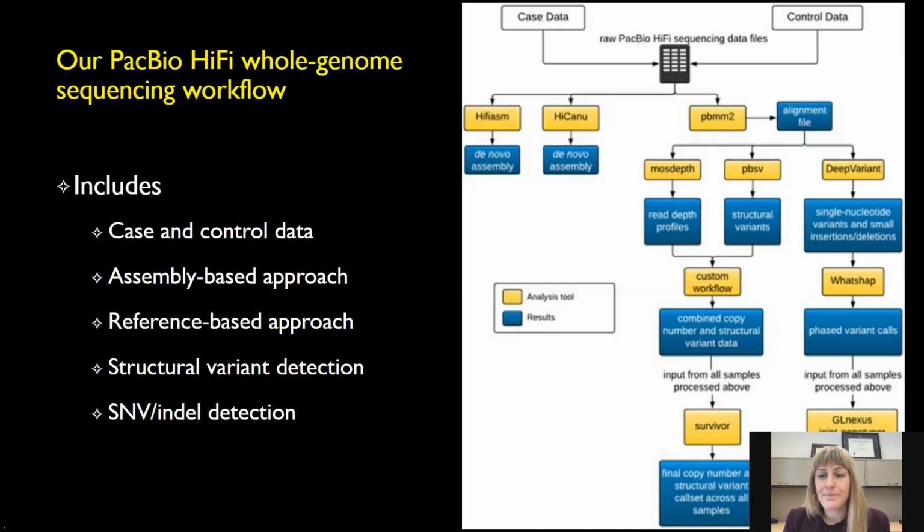of all samples. On the far right, you'll see what we use for single nucleotide variants and small insertions and deletions. So we first call these with DeepVariant. We then phase them with WhatsHap. And then we take all of the samples, all this information, and we joint genotype with the GLnexus joint genotyper to get a final combined data set. So all in all, we have a very comprehensive workflow that can detect many forms of variation, if not all.